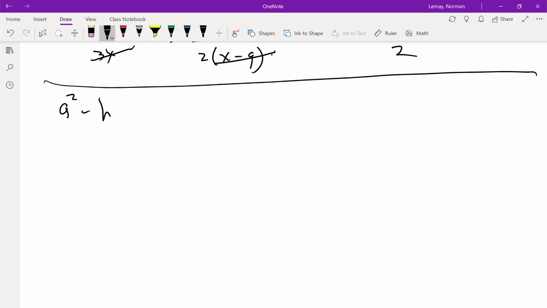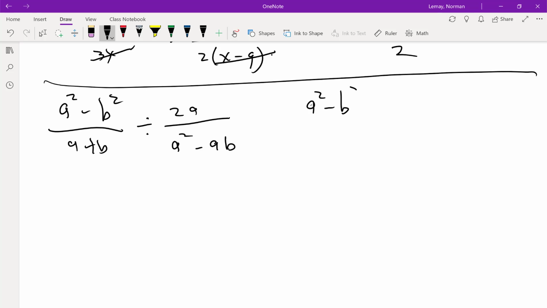(a squared minus b squared) over (a plus b), divided by 2a divided by (a squared minus ab). All right, so here we get (a squared minus b squared) divided by (a plus b), times (a squared minus ab) divided by 2a. Now let's see if we can't get any factoring done.